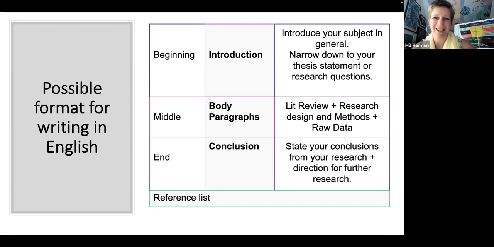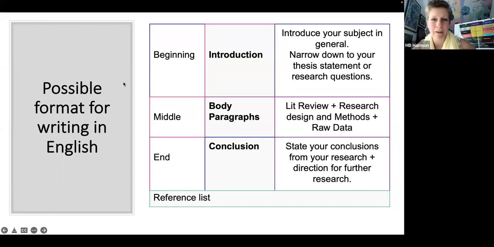So we often start with the introduction. We often have body paragraphs with an S, not just one usually. And we often have some kind of conclusion and a reference list. Okay? So think about academic writing. That's what it looks like.